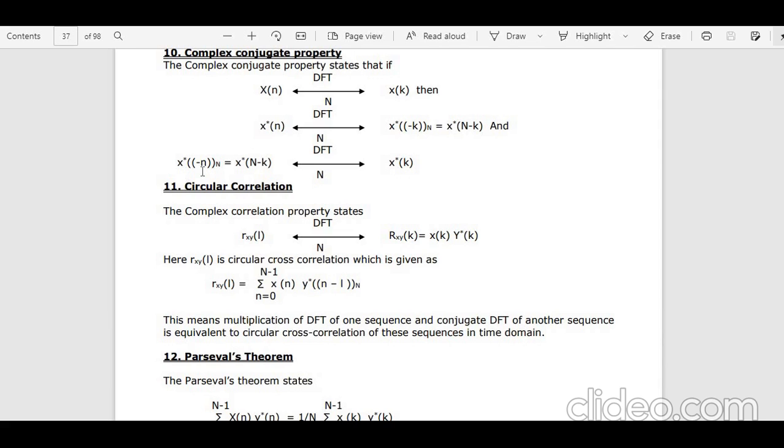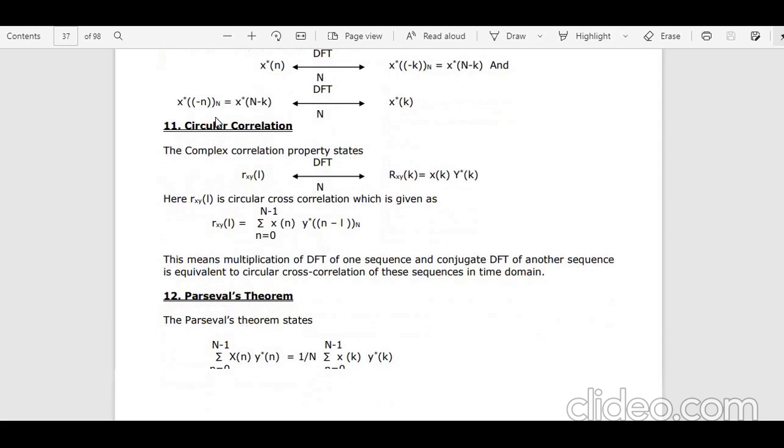Similarly, if you add x asterisk of minus n, that is nothing but x asterisk of n minus k, that can be written as x asterisk of k, reverse. If you add n here, we write n minus k. If you do have n minus k here, we write it as k. Similarly, we proceed with the next property. Is this property clear? The main concept in this complex conjugate property, you need to understand how it is going to work.